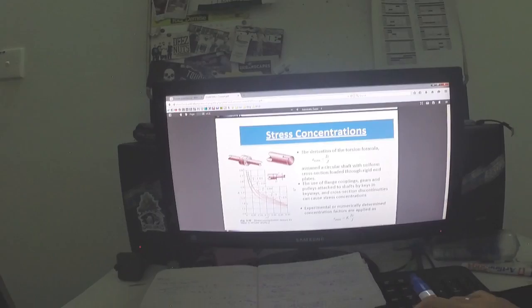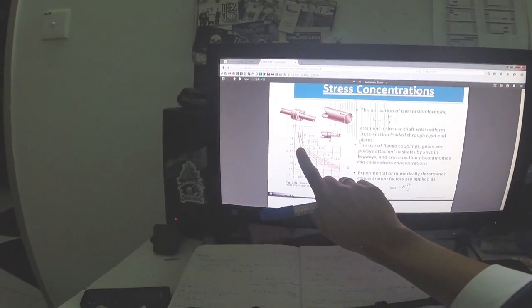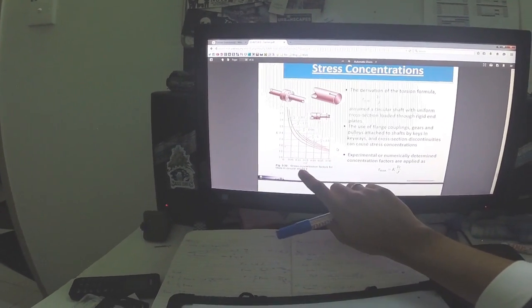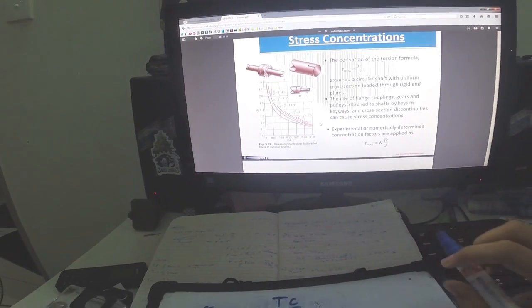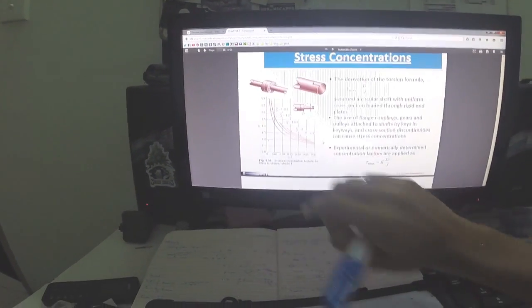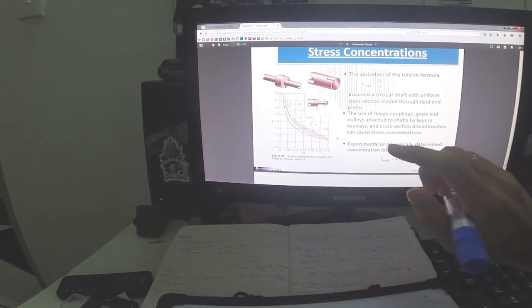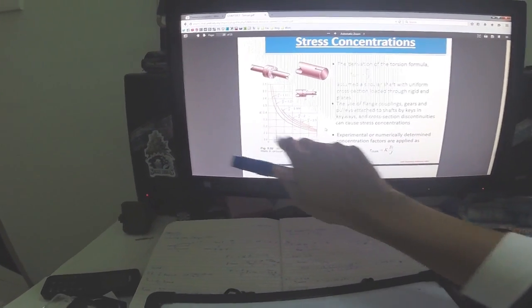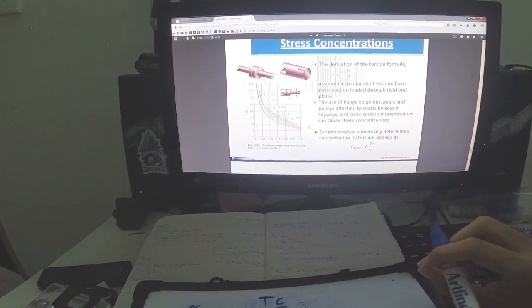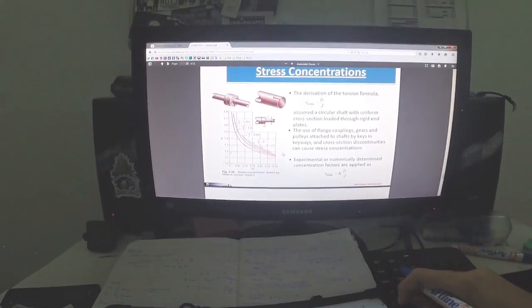What K actually is, you can find the K value in the graph. It's right here. You can see in the graph the stress concentration factor for a fillet in a circular shaft. So with D over d, the big D over the small d, you can find the K value from this graph. So that's all for the stress concentration.